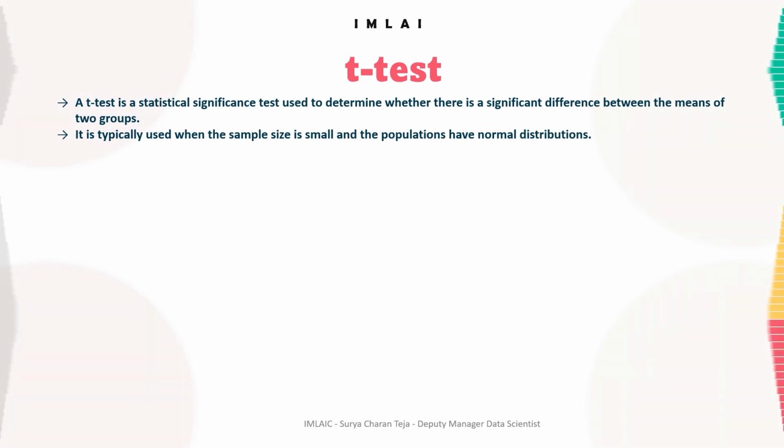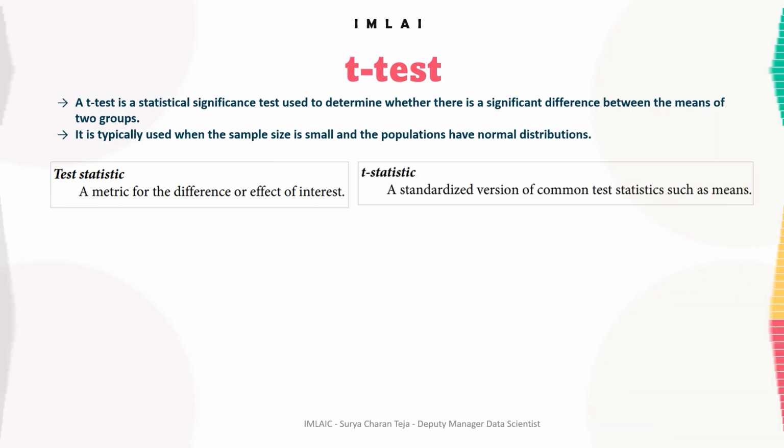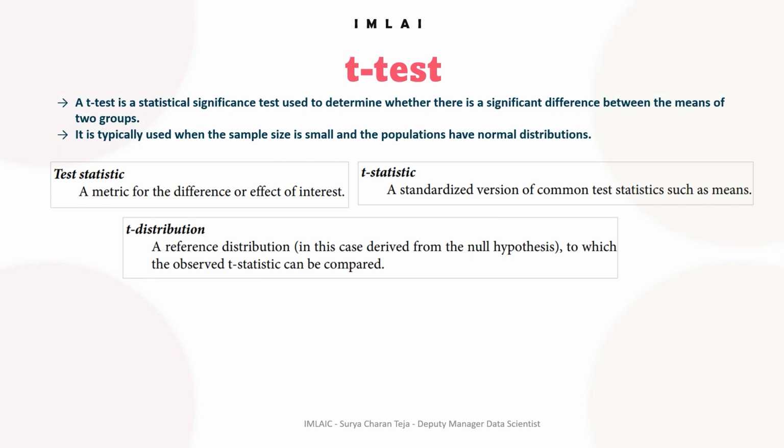One is the independent samples t-test and the other is the paired samples t-test. However, I just want you to understand what a t statistic is, a test statistic, first. A test statistic is a metric for the difference or effect of interest. And a t statistic is a standardized version of common test statistics such as means. Then you have the t distribution, a reference distribution, in this case derived from the null hypothesis, to which the observed t statistic can be compared.